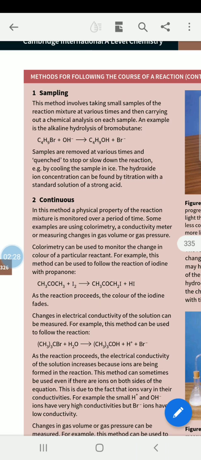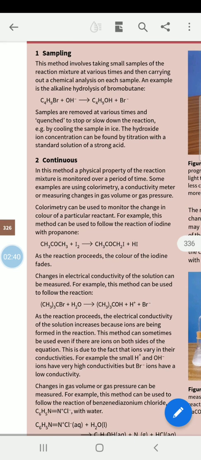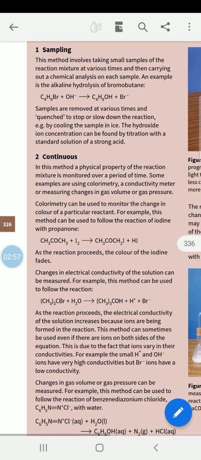Then the continuous method is where we find out some sort of physical property. For example, in some chemical reactions, the color might change. Here they have given CH3COCH3 plus I2. In that, one hydrogen will be replaced by iodine, and the brown color of iodine will fade away when this particular chemical reaction takes place.